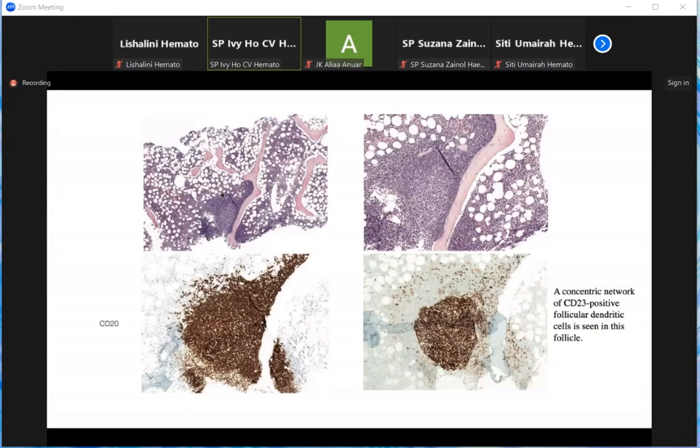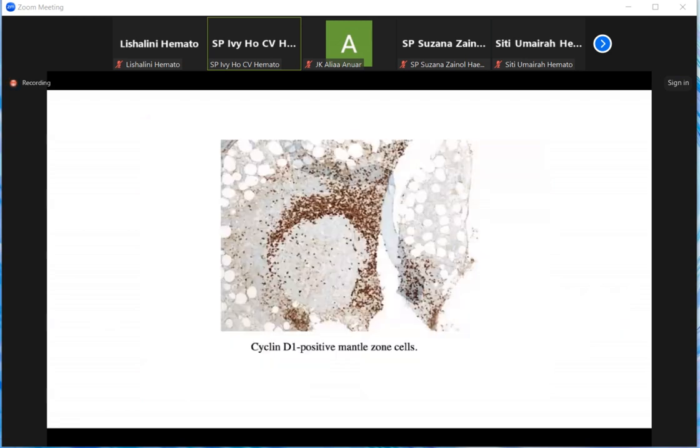All right, mantle zone. If we do a CD20 stain, the B marker, they are positive. And CD23 here, we're not talking about CLL. This is another usage of CD23. They normally stain the follicular dendritic cells in a lymphoid follicle center. This is the whole lymphoid follicle. This is the darker zone, they are negative. And these germinal centers have a very concentric network of CD23 positive follicular dendritic cells.